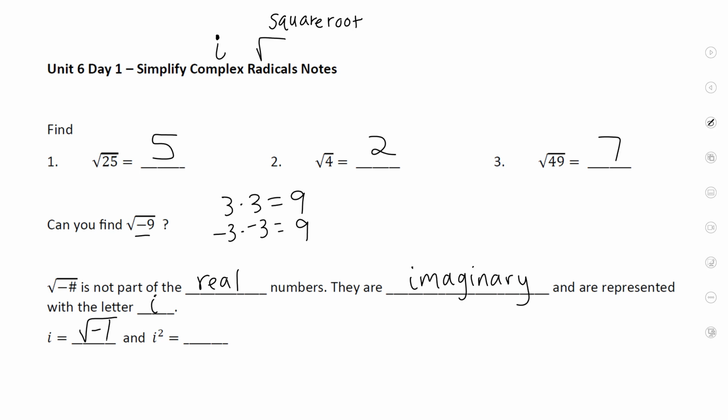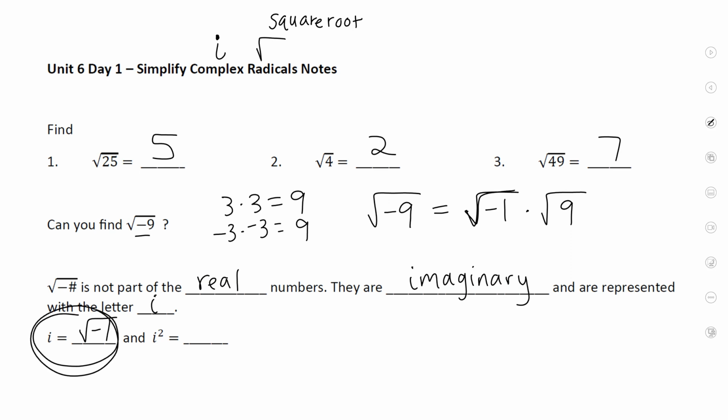So guys, let's go back and try to solve this one. The square root of negative 9 can also be written as the square root of negative 1 times the square root of 9. Okay? And what did we just say that the square root of negative 1 is? It's just i. So this is i, and what's the square root of 9? 3. So your answer is just 3i.